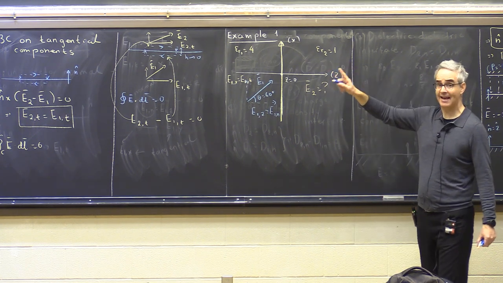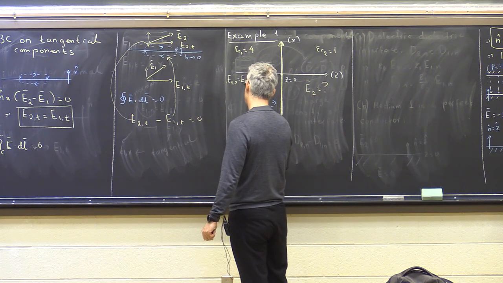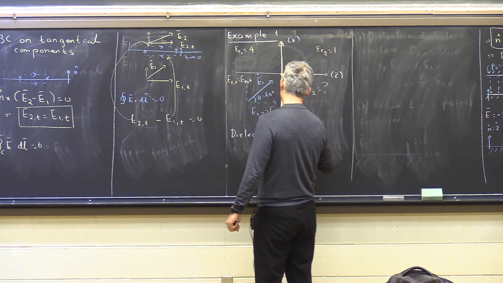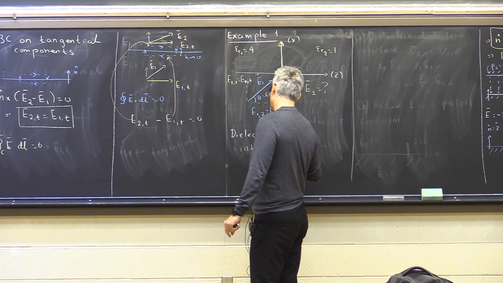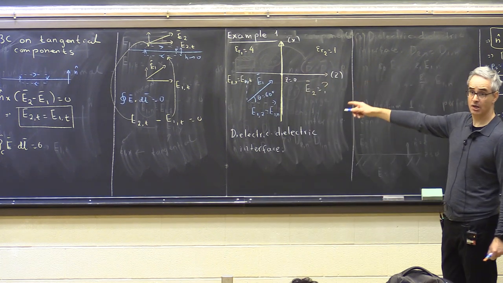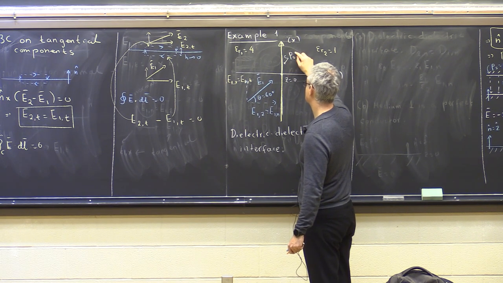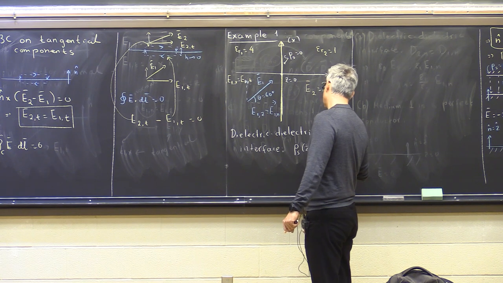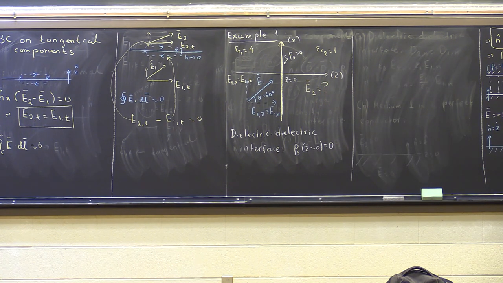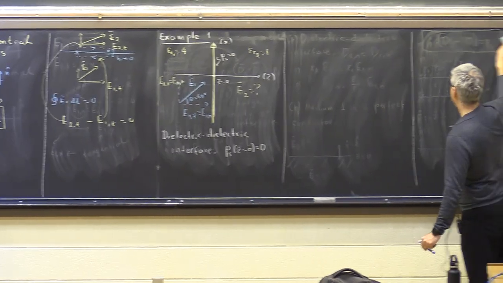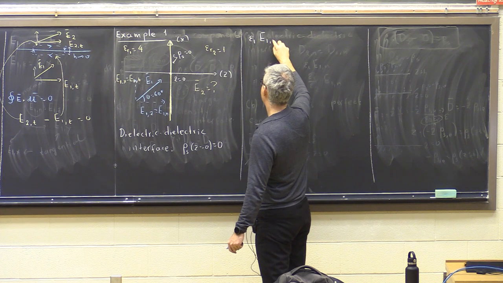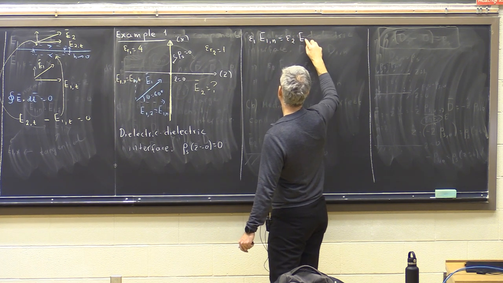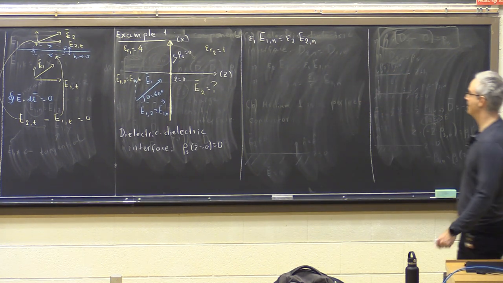Okay, so since we have a dielectric to dielectric interface, the surface charge density here is 0. So basically there are no free charges since I have two dielectrics. As a result, there can be no surface charge density. That means that the electric flux through the interface is continuous. So epsilon 1 E1 comma n is equal to epsilon 2 E2 comma n. So this is the first condition.